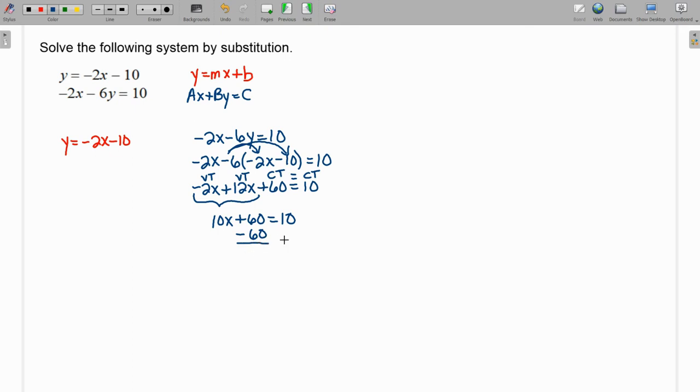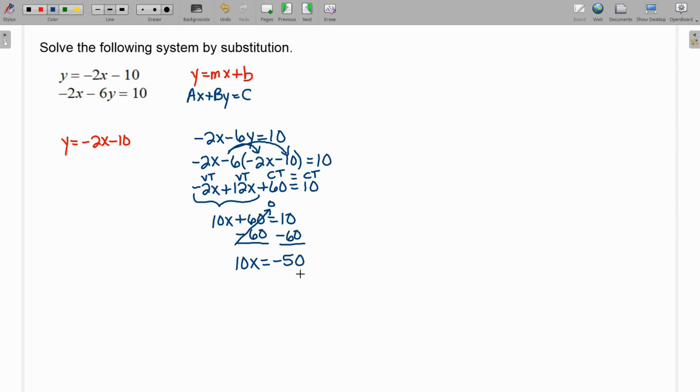And what I do on the left-hand side of the equals, I must also do on the right, according to the subtraction property of equality. So when I take a positive 60 and a negative 60 and combine them, they cancel each other out and give me a 0. The only thing remaining on the left-hand side of the equals is 10x. And that's going to be equal to 10 combined with a negative 60, which gives me negative 50.